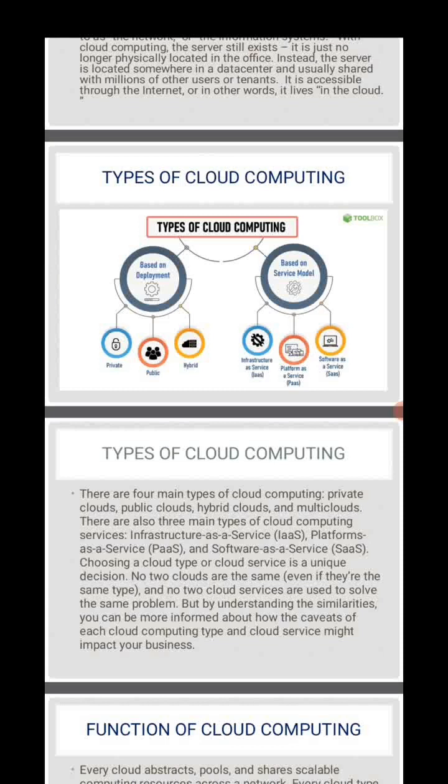Next we will talk about cloud computing services. There are also three main types of cloud computing services. Number one, infrastructure as a service, abbreviated IaaS. Number two, platform as a service, abbreviated PaaS. Number three, software as a service, abbreviated SaaS.